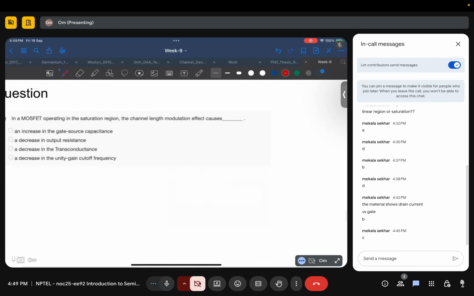Next question. In a MOSFET operating in the saturation region, the channel length modulation effect causes what?